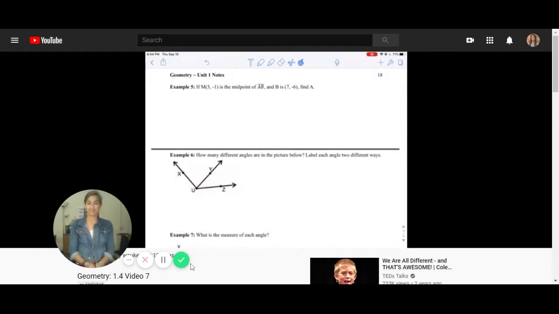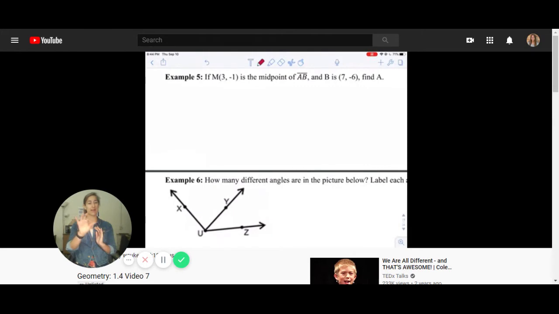Okay, in example 5, it says if M (3, -1) is the midpoint of segment AB, and B is (7, -6), find A. So I am a visual learner, so it's very helpful for me when I can draw a picture. Because when I read the words, I'm not always able to see that.